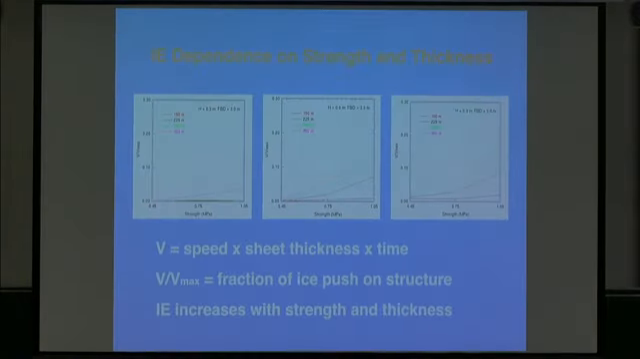The first thing we looked at was the IE, which stands for ice encroachment, so that's the ice on the platform. The dependence of ice encroachment on strength and thickness. So we have strength on the bottom axis from 450 up to 1,000.